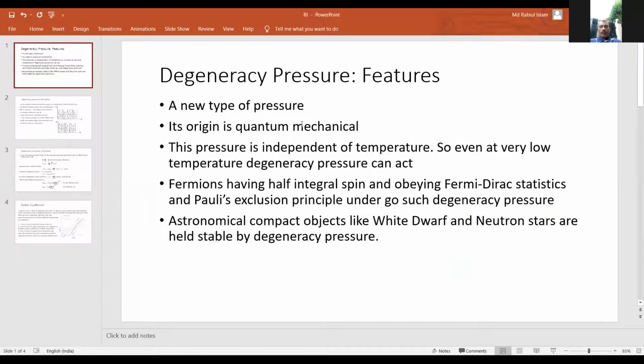So, I will discuss degeneracy pressure. This is a new type of pressure. Its origin is quantum mechanical. This pressure is independent of temperature, so even at low temperature, this degeneracy pressure can act. Fermions having half integral spin and obeying Fermi statistics and Pauli's exclusion principle undergo such degeneracy pressure. Astronomical compact objects like white dwarfs and neutron stars are held stable by degeneracy pressure.